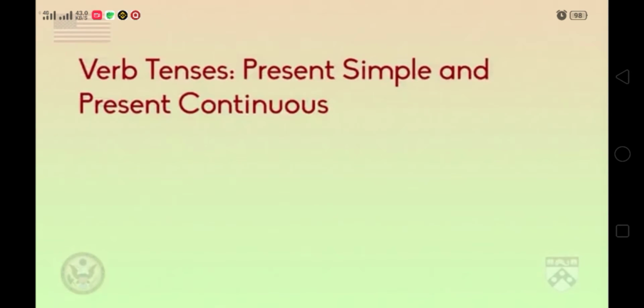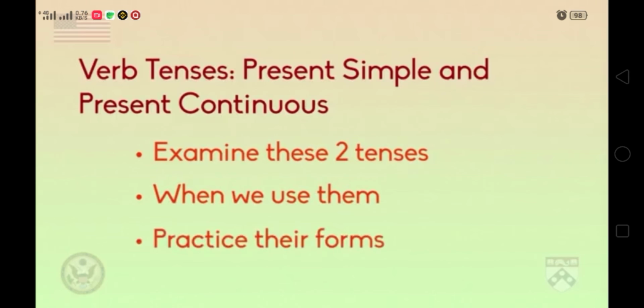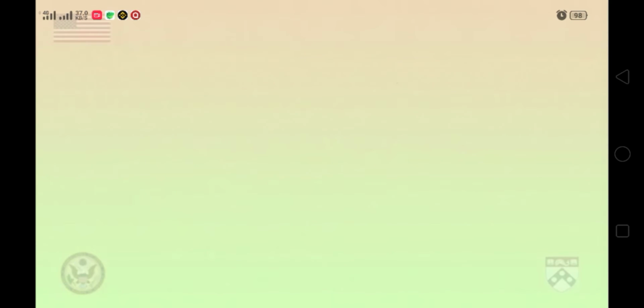Hello again. In this video, we're going to look at two verb tenses, the present simple and the present continuous. You will need these two tenses to talk about your job skills and to prepare you for the job search process. We will examine each of these tenses, when we use them, and practice their forms. So, let's begin by looking at the present simple.